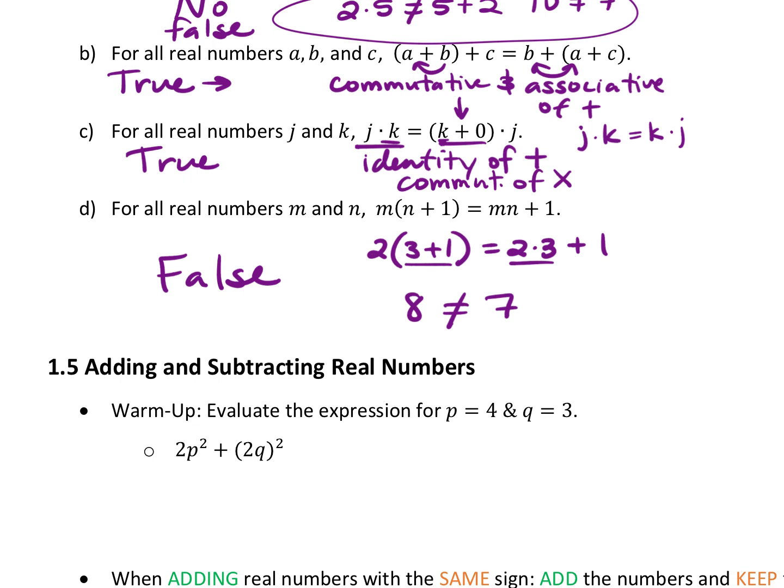There are 3 where you have to tell me the property, which is what we were just talking through, right? Is it commutative of addition? Is it commutative of multiplication? Is it associative? Tell me which property it is.